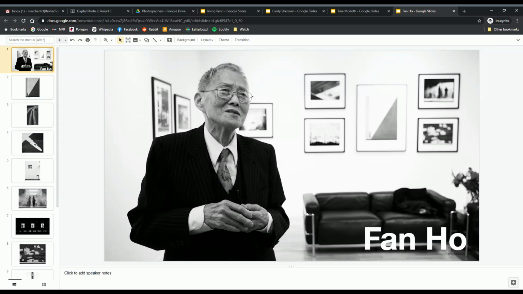All right, so our first stop on our exploration of the principles of design is with emphasis. And even more specifically, we're going to be talking about how photographer Fan Ho uses tonal contrasts as a way of accomplishing visual emphasis. Okay. So, obviously, when you're talking about emphasis, you're talking about showing the viewer something.